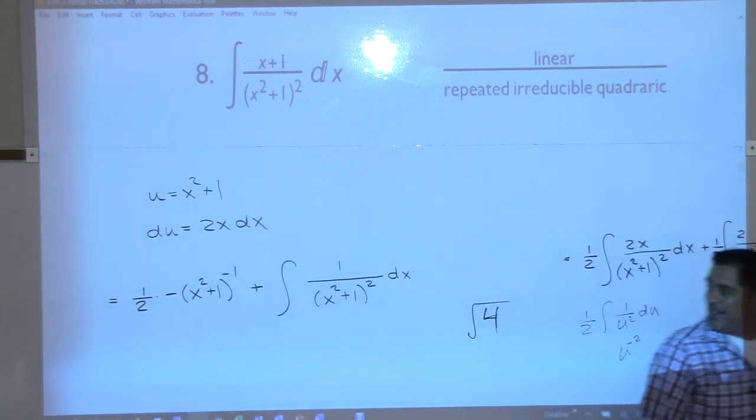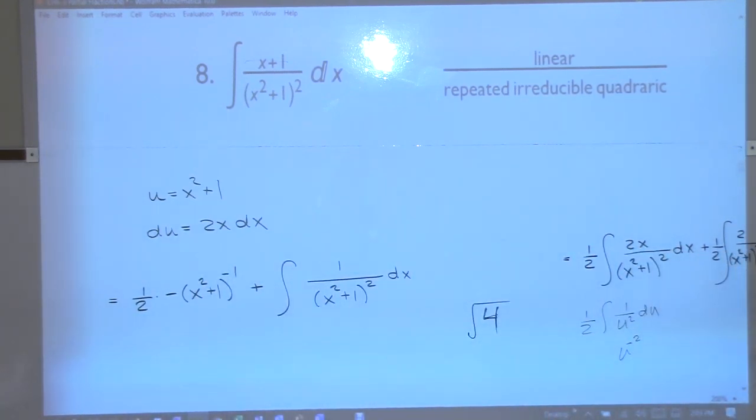Integration by parts, I don't know if that'll go by parts. I don't see what we'd use in our box. I don't know what would be the u and what would be the dv. Multiply it all out? Yeah, I think we're going to wind up with a 4th degree polynomial on the bottom, and I'm not sure what we would do with that.